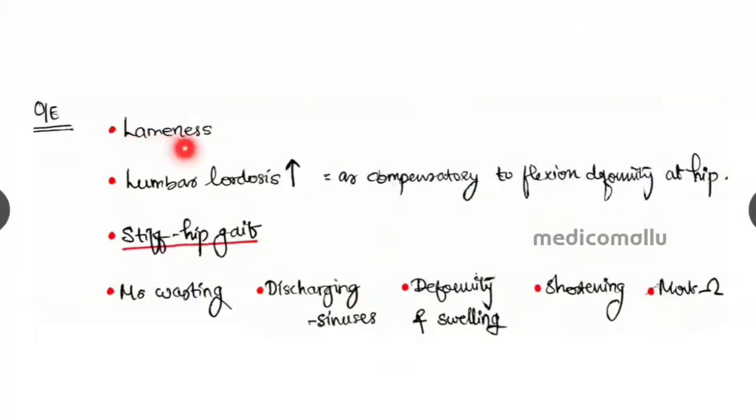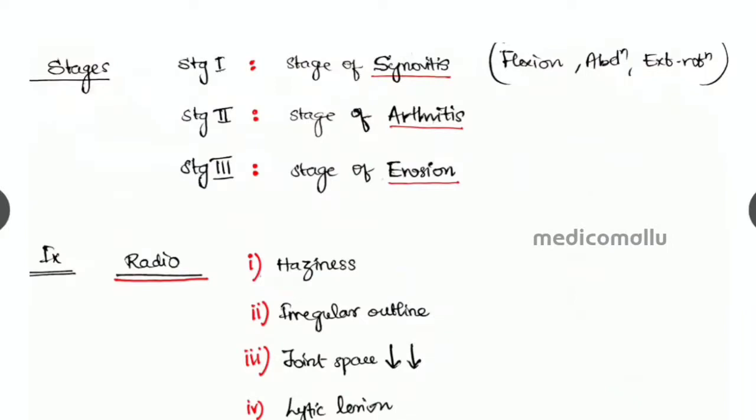On examination, there is lameness. There will be lumbar lordosis, which is more prominent as a compensatory mechanism to the flexion deformity at the hip. There will be a stiff hip gait. There will be muscle wasting, discharging sinuses are seen, deformity and swelling are noticed, there is shortening and also movement restriction. Stages of this TB hip: stage 1 is the stage of synovitis, stage 2 is the stage of arthritis, and stage 3 is the stage of erosion. There will be flexion, abduction and external rotation attitude of the femur.